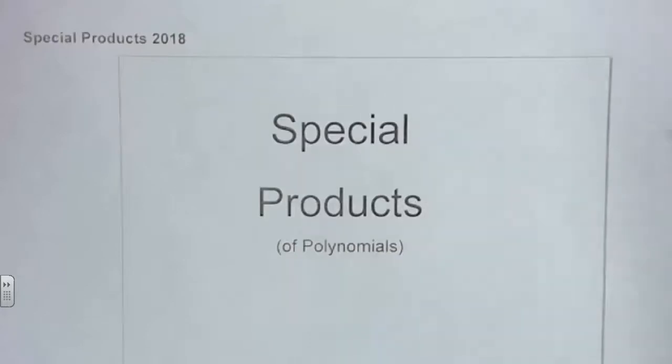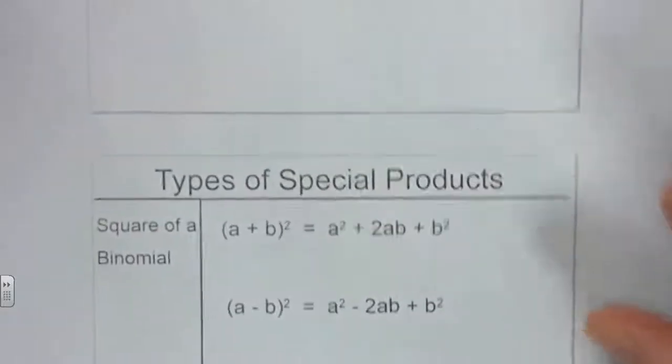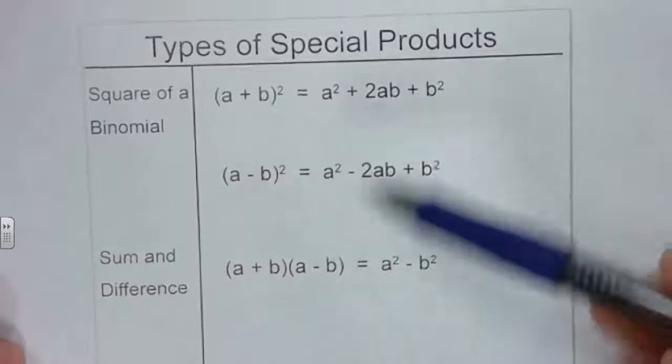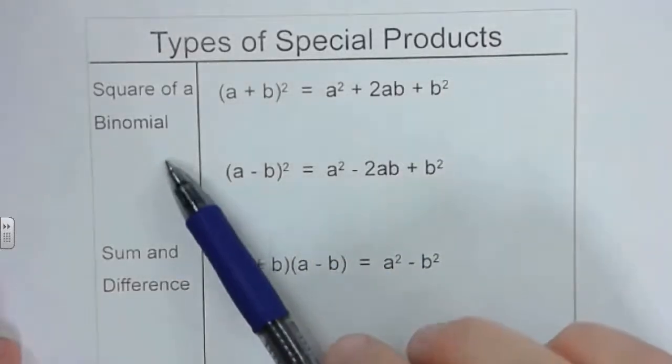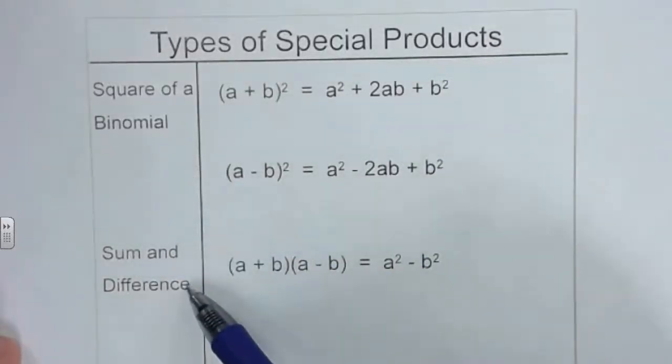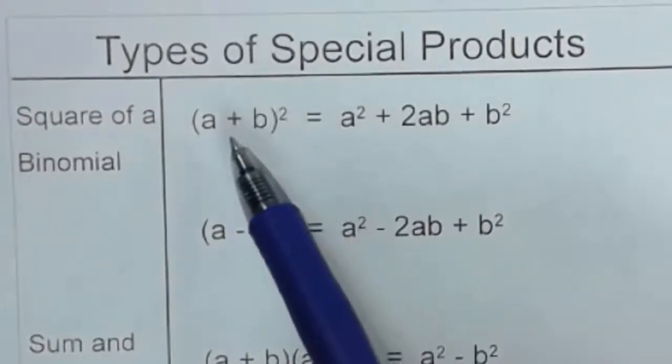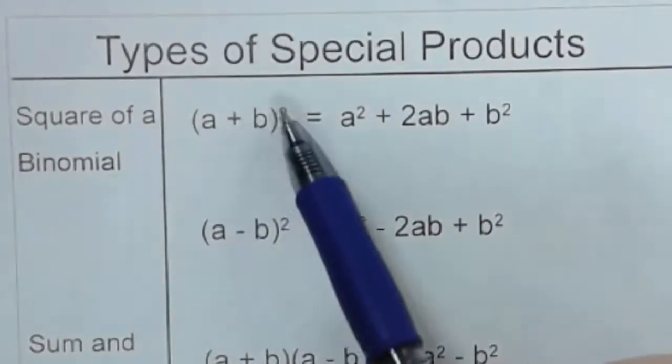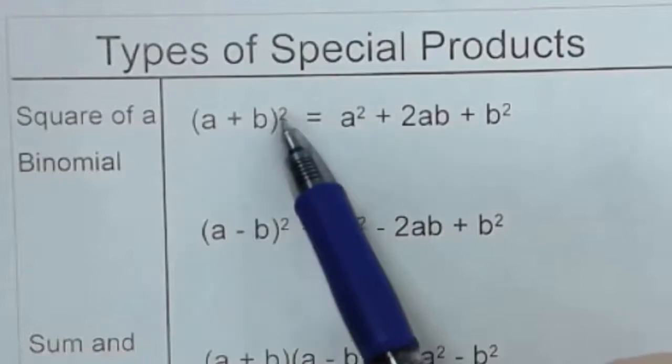In this video we're going to show you how to do some of the special products we use in Algebra 1, special products of polynomials. And the two types we're going to be working with mostly are the square of a binomial and the sum and difference product. And the square of a binomial is anytime you take a binomial and times it by itself, in other words you're squaring it.